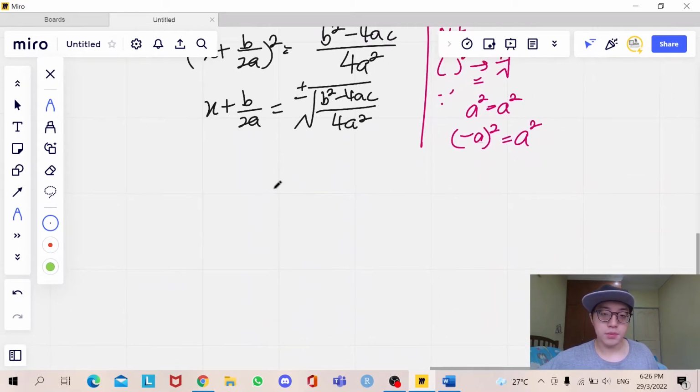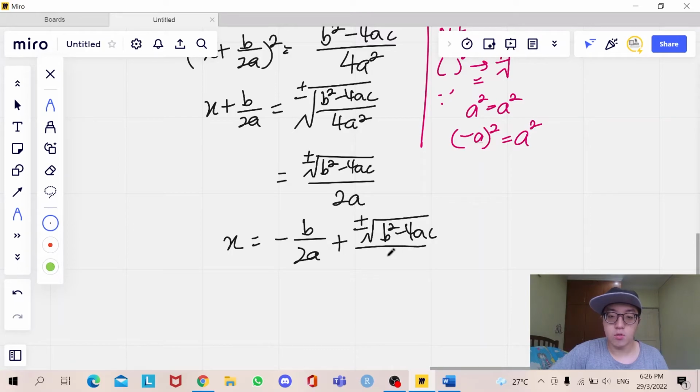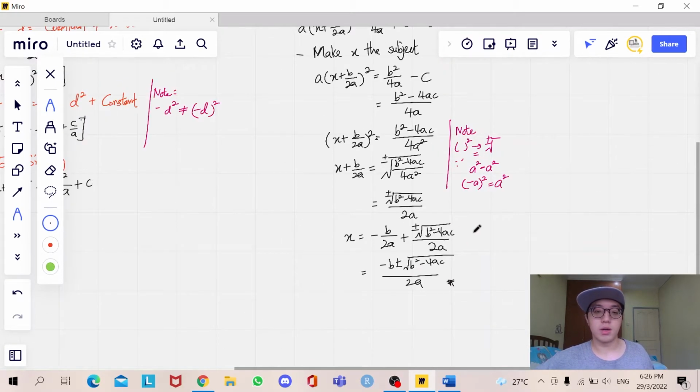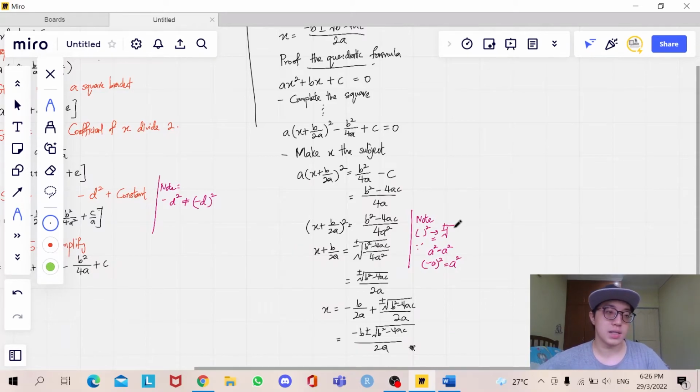So from here we get that this is equal to plus minus square root of b squared minus 4ac over 2a. Lastly, to make x the subject, x is equal to negative b over 2a, plus minus square root of b squared minus 4ac over 2a. If you combine it, you will get the one that I said just now. This is the quadratic formula. You can choose to memorize it, or if you are a proving guy like me who likes to prove the quadratic formula, you can prove this in the exam, but the teacher won't give you marks.